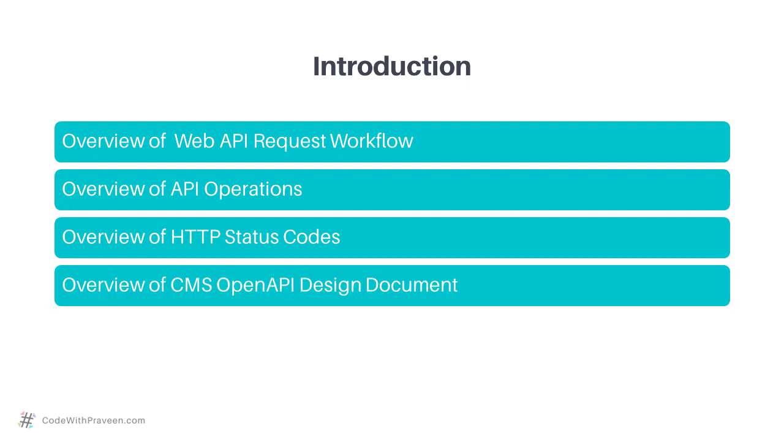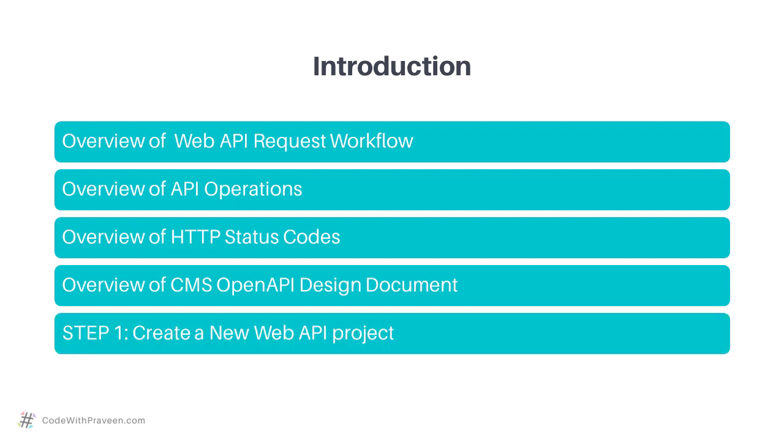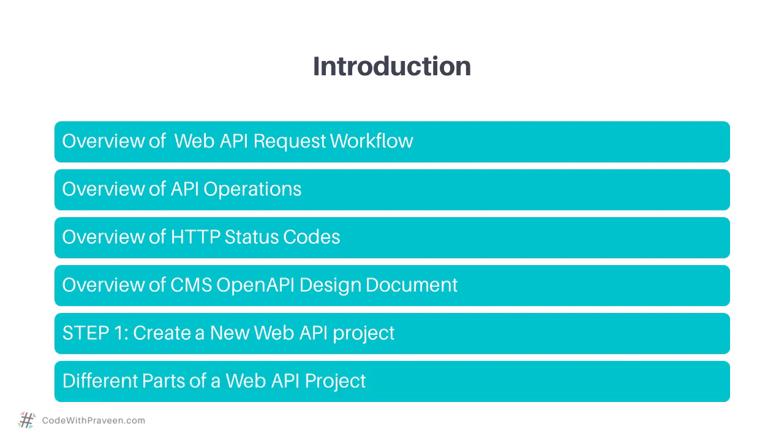This is followed by an overview of the CMS Open API specification document for one of the systems we are going to develop, namely College Management System, shortly CMS. We then move to step 1, wherein we will create a new Web API project for the CMS Web API project. Finally, we look at the different parts of a Web API project. Let's get started with the first topic, overview of Web API request workflow.